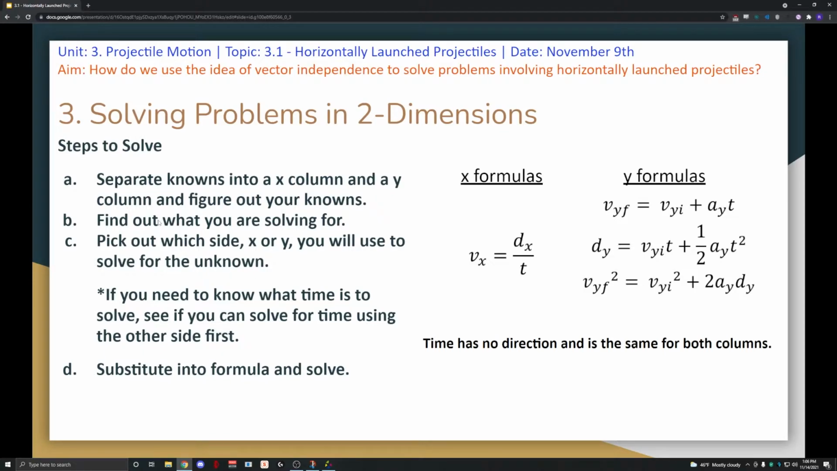Now you'll see that the formulas we use for x and y are different. You'll also see that your y formulas kind of resemble your reference table formulas from Unit 1. The only thing different is that I added a y. On the x side, there is no initial velocity and no final velocity in the x direction, because our velocity in the x direction is constant. It's always going to be the same.